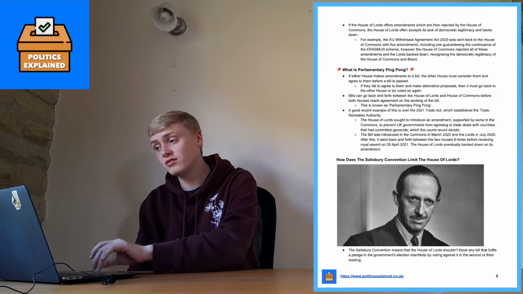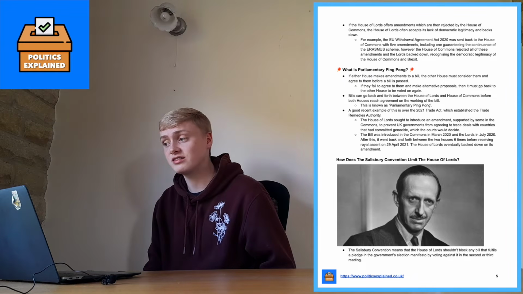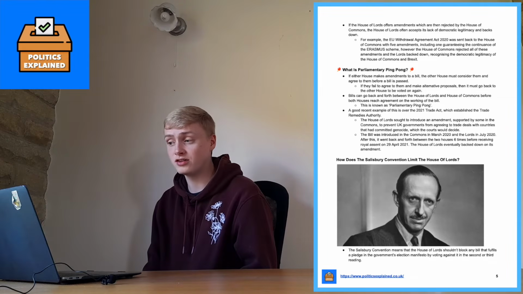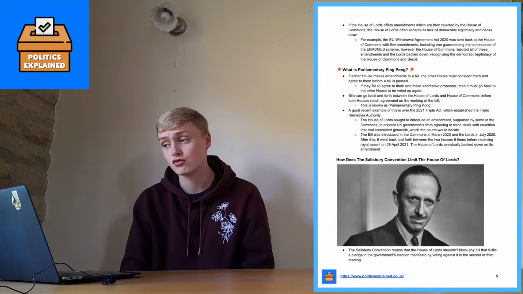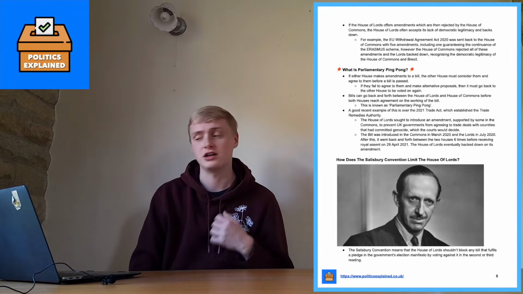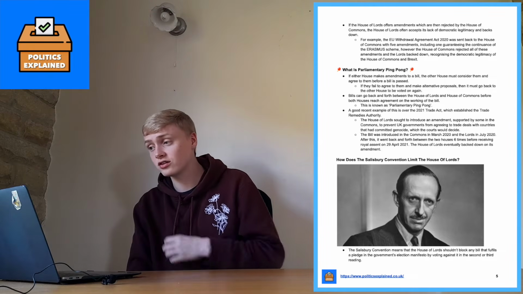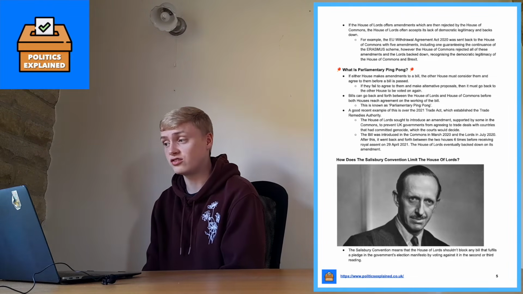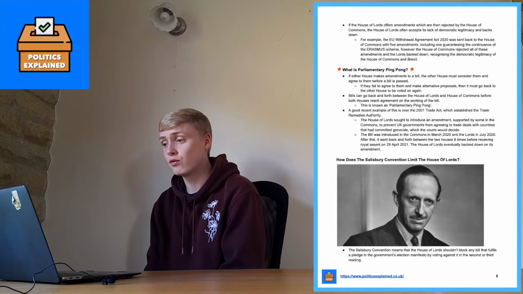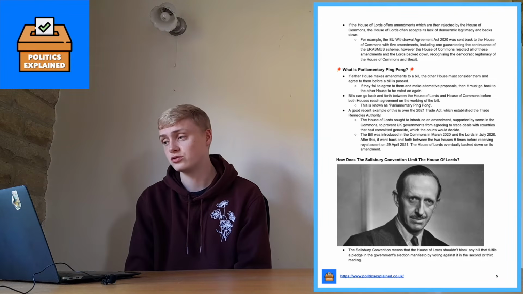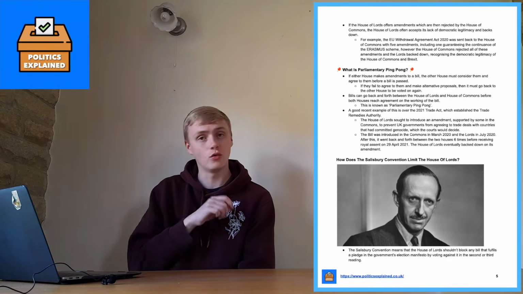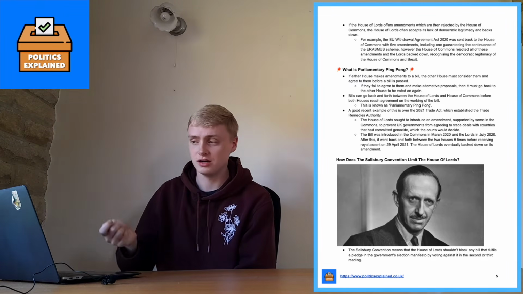A good recent example of this is the 2021 Trade Act, which established the Trade Remedies Authority. The House of Lords sought to introduce an amendment, supported by some in the Commons, to prevent the UK government from agreeing to trade deals with other countries that had committed genocide, which the courts would decide whether genocide had been committed. The bill was introduced in the Commons in March 2020 and the Lords in July 2020. After this, it went back and forth between the two houses 6 times before receiving royal assent on the 29th of April 2021. The House of Lords eventually backed down on its amendment. So that shows how it can go back and forth consistently before it's eventually passed.